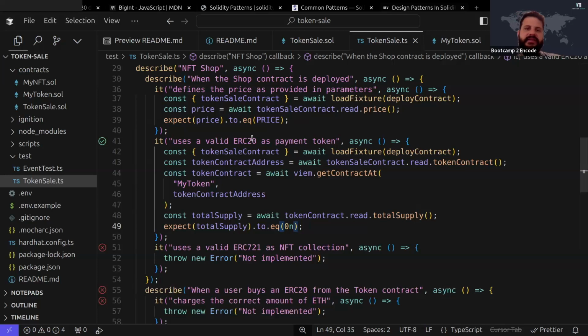Okay, so I know that it's there. It is a valid ERC20 payment token because the total supply is returning 0. This is not a perfect test. I know I would need to check a lot of things. I could expect this call not to revert. There are many better ways to do this test. But for today, just to explain what we're trying to do, it makes sense. Okay.